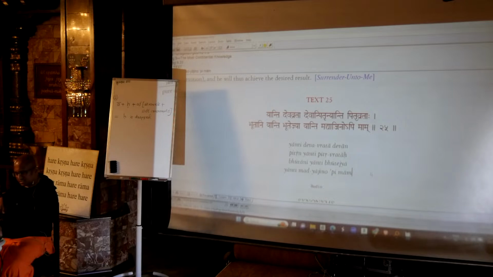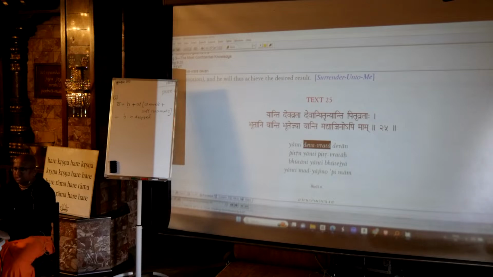Two Devas, or basically Devas. So what does this mean? Devavrataha devan yanti. The worshippers of devatas attain devatas. That's the meaning. Yanti means attain or they go to. So, Devavrataha, the worshippers of the Deva, they go to the Devatas. That's what Krishna is saying.